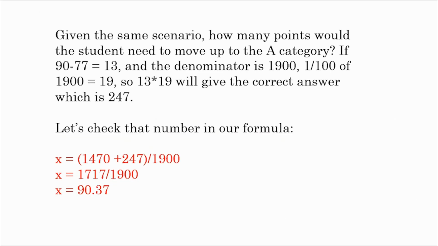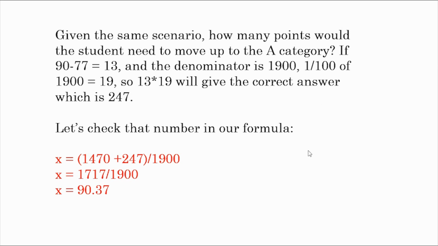Given the same scenario, here's another problem. How many points would the student need to move up to the A category if 90 minus 77 is equal to 13, and the denominator we already know is 1,900? 1/100th of 1,900 is 19, so if the student has to move 13 percentage points, 13 times 19 gives the correct answer, which is 247 points needed.